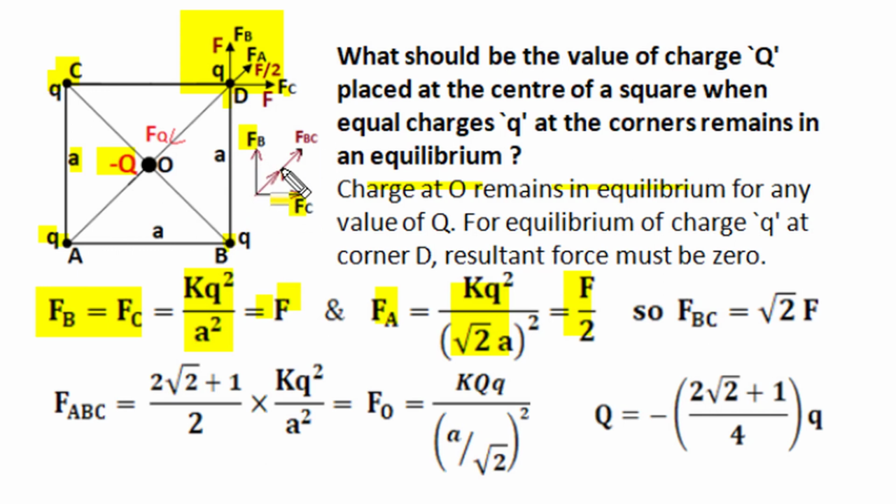So the resultant is root 2 times, and midway, so it is root 2F, the resultant of forces B and C, and this resultant is in the same direction as the force of A. So the total force on A from B, C and the Q charges is the summation, and this summation is (2 root 2 plus 1 by 2) KQ square upon A square.